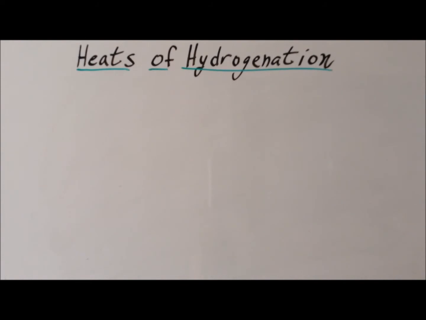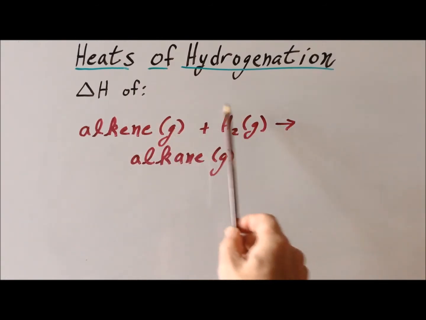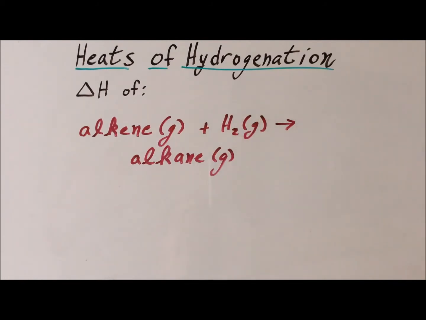Hello. In this video, we are going to discuss some hot stuff, heats of hydrogenation of alkenes. Let's consider the following reaction. We take an alkene in the gas phase and react it with hydrogen gas, generally in the presence of a catalyst, to achieve an alkane in the gas phase.